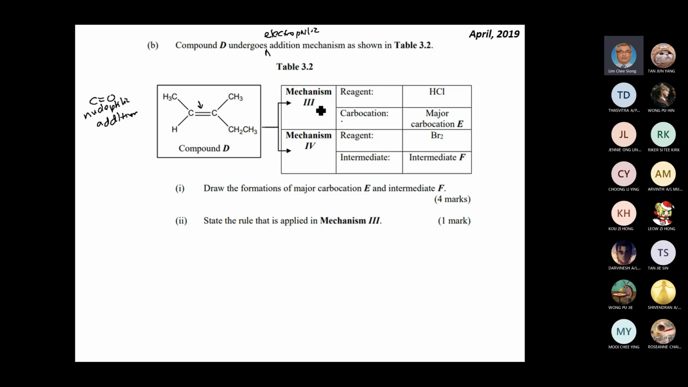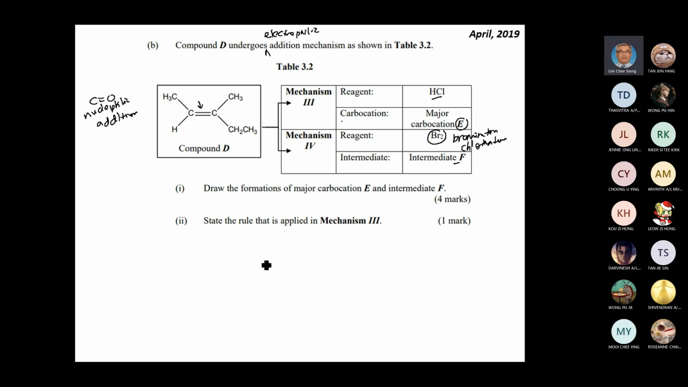Okay, now go through here. This mechanism undergoes reagent HCl and under carbocation, you will be able to form a major compound. You have to follow the Markovnikov rules to be able to form a new compound. At the same time, you undergo bromination, exactly like the chlorination just now. Just substitute Br for Cl. You are able to form F as an intermediate.